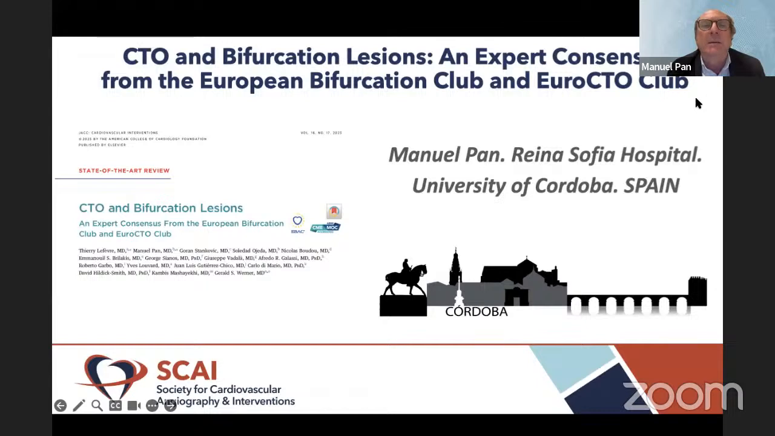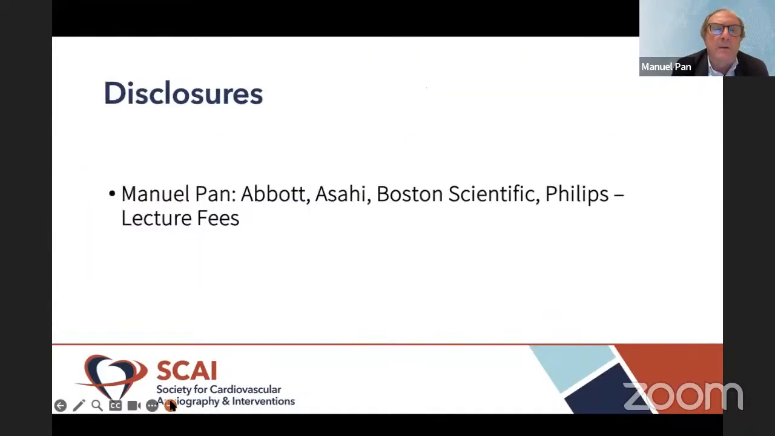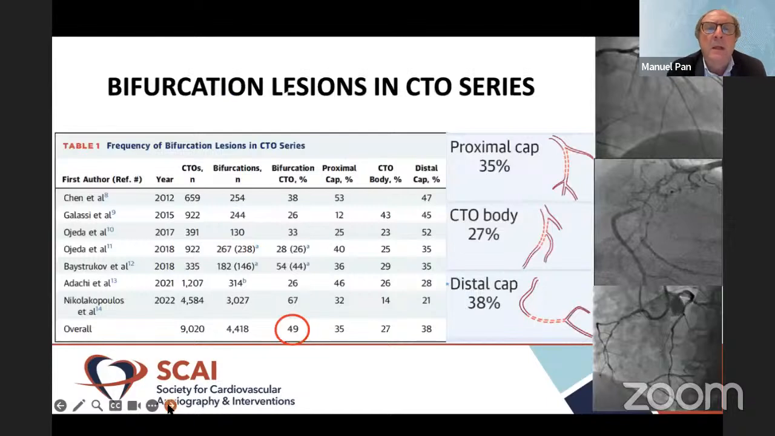The presentation is about a recent paper published in JACC Cardiovascular Intervention regarding CTO and bifurcation lesions. This paper has been written by members from the European Bifurcation Club and members from the EuroCTO Club. And the first slide is about the incidence of bifurcation lesions in the context of CTO.